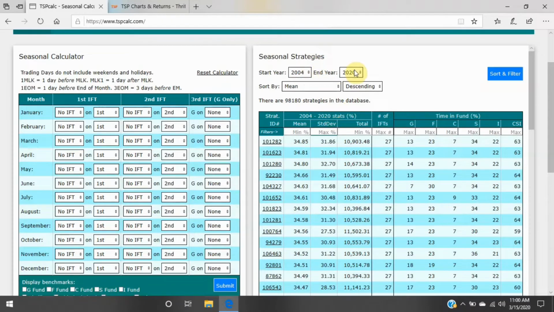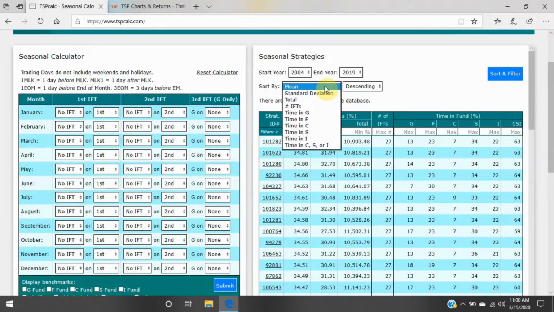So right here is where I do my first change. Matt has this set up so that the start year is 2004, which is the first year we have full data available from the TSP website. The end year is what we're going to be changing here, because I like to search based off a full year of data. You can search all the way up to present if you'd like. That's just the way that I typically like to do it.